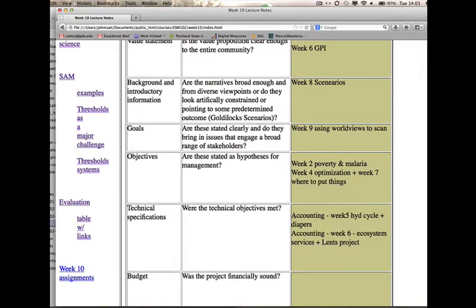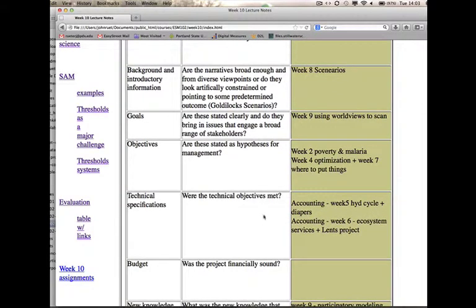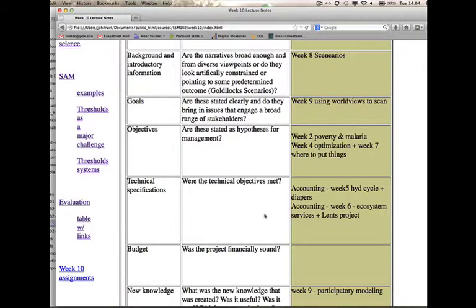hypotheses for management activities. Now, technical specifications, this is really where we saw the use of environmental accounting. So for example, we wanted to find out how we get the best outcome for minimizing the water use for diapers. We accounted for the hydrologic cycle, we accounted for different places the cotton was grown, we accounted for different types of washing. All of those things, we're really looking at the technical details using that life cycle analysis.